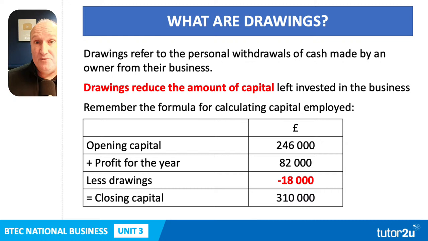And we were told what was left, that must have meant we've taken some out. £18,000 was what we took out. That were the drawings. Okay, next question.